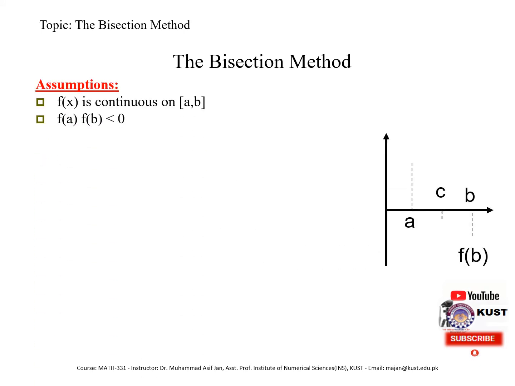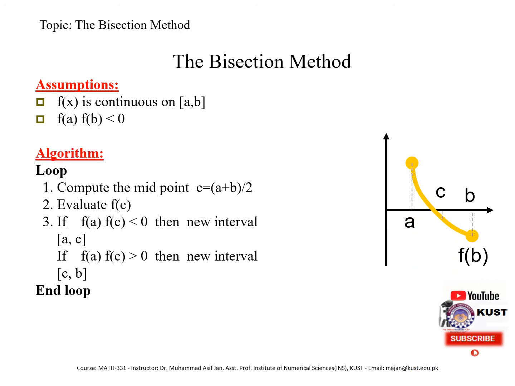Thus, if the assumptions of the bisection method are satisfied, that is, the function f is continuous on the closed interval AB, and the function values at the endpoints of this interval are opposite in sign, then the algorithmic framework of the bisection method will be as follows. In each iteration of the bisection method, we will find the midpoint of the current interval. Then we will find the function value at this midpoint. If the product of the function values at point A and C is negative, then the new interval will be AC. Otherwise, it will be CB.